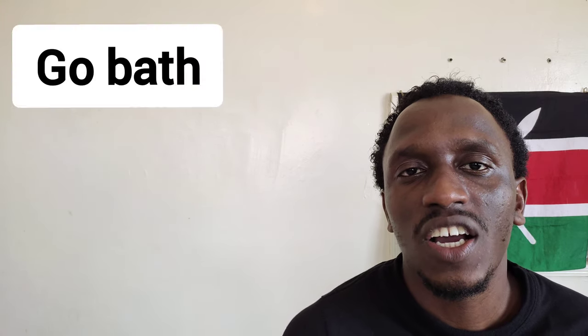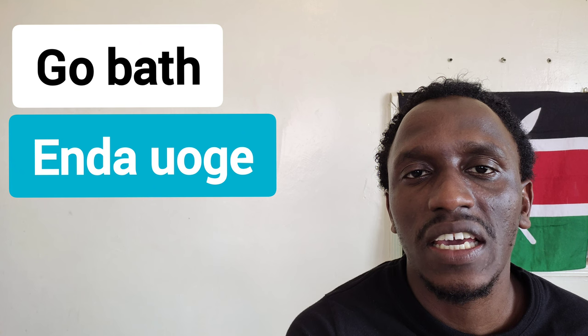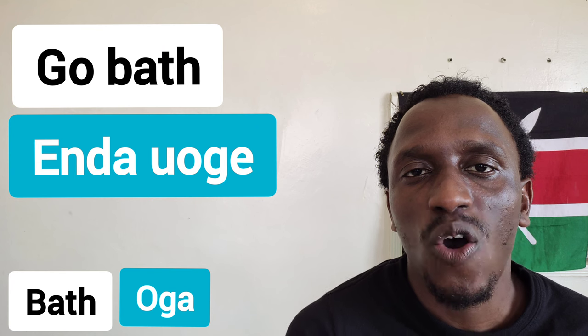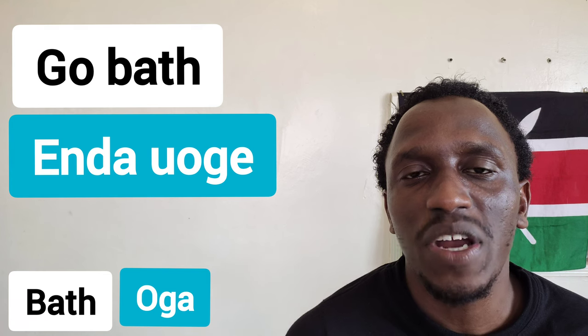So probably now you're asking yourself, if sabuni is soap, how do you say go bathe, or go take a shower, okay? The meaning for bathe in Swahili is oga. So when you say enda uoge, it means go take a shower, go bathe. Enda uoge, all right?